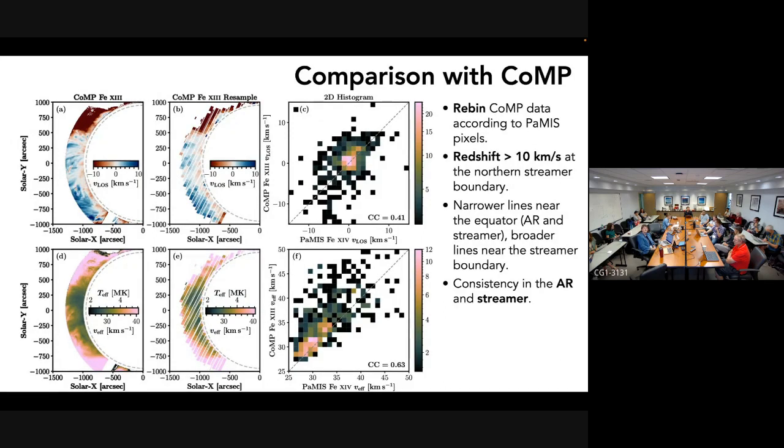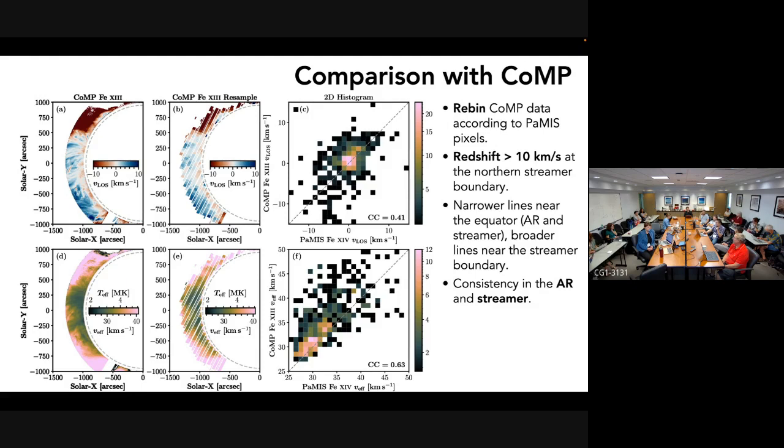And have you removed the instrumental line width at this point? I have removed it, I also use 21 kilometers per second. And you removed the median of CoMP from CoMP and the median of the spectrograph from the spectrograph. Yes. This is our definition of the rest: basically taking the median across the field of view, maybe not the entire field of view, but only for my field of view, which I think is perfectly consistent with the eclipse.